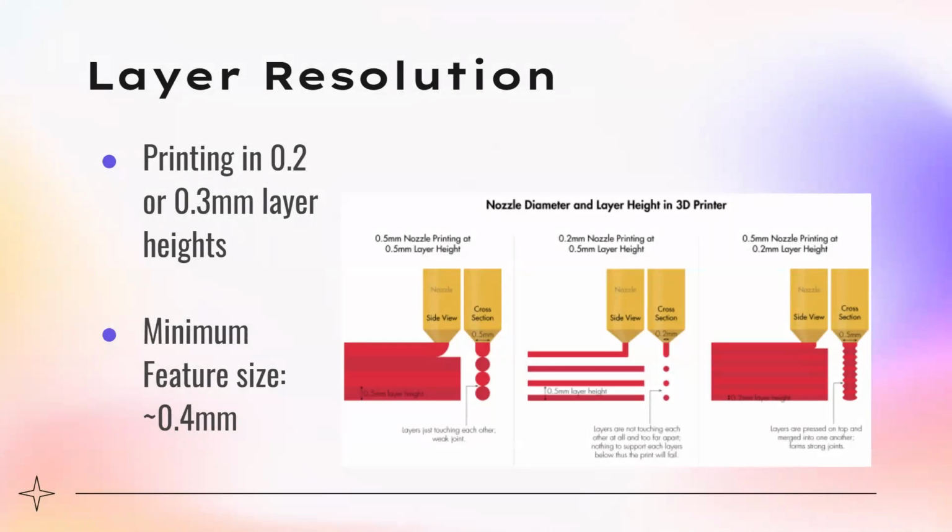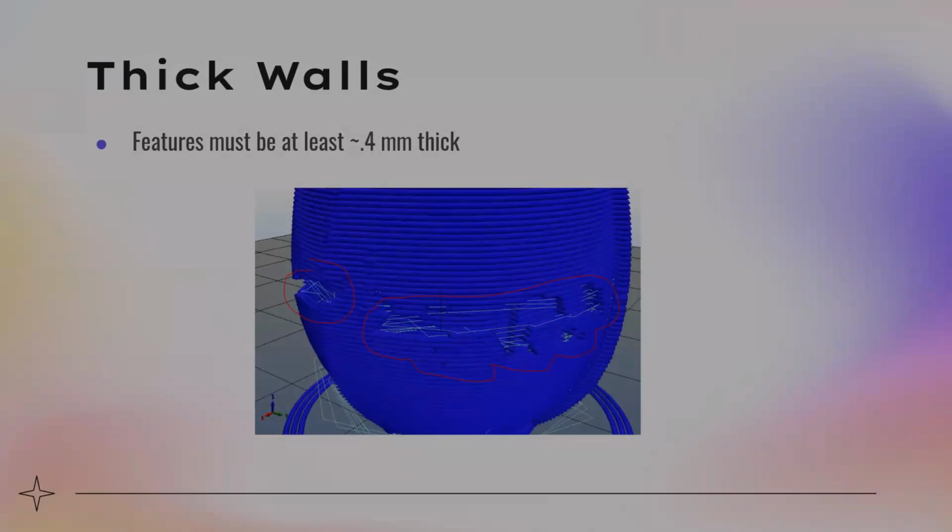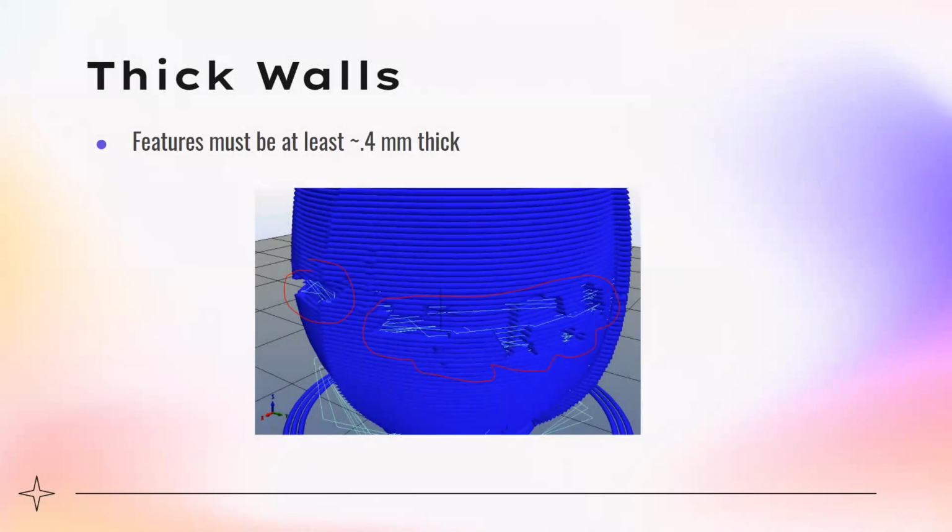First is the layer resolution. 3D printers usually print at 0.2 or 0.3 millimeter layer height, so when you're designing, the minimum feature size should be no less than 0.4 millimeter. Anything less than that will not print and will result in a failed print. So generally, make sure you have thick walls, at least 0.4 millimeter thick, not paper thin, which won't get printed.